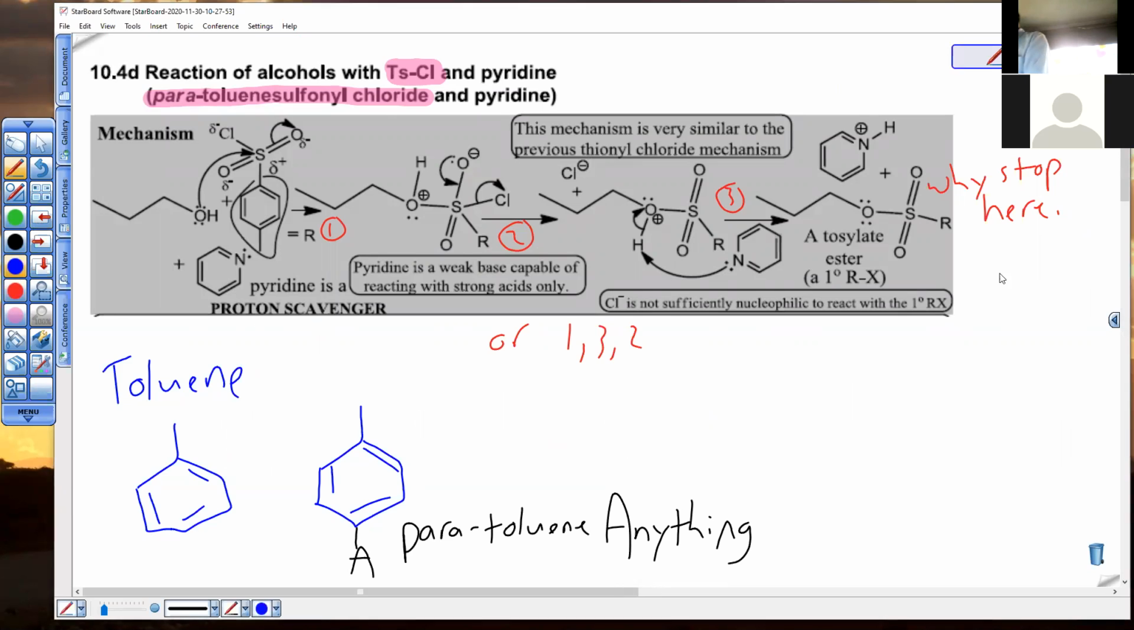Can't do this. I mean, I'll show it. I don't even want to put it there. Just put a big old, I don't know. I don't feel good about this, even showing that there. Doesn't happen. Burn that into your brain. Why? This carbon, it's got an excellent leaving group on it, but it's only excellent. Tosylate is an excellent leaving group.